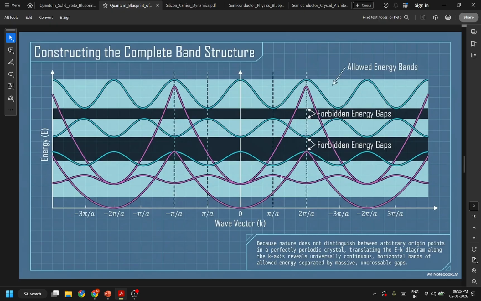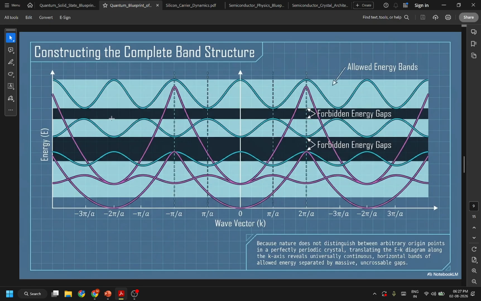Now what can happen is that because we have defined periodic conditions, nature does not distinguish between arbitrary origin points in a perfectly periodic crystal. Which means we can start anywhere and it will still appear the same. So we can translate the E-k diagram along the k axis, and it reveals a universally continuous horizontal band of allowed energy separated by massive uncrossable gaps.